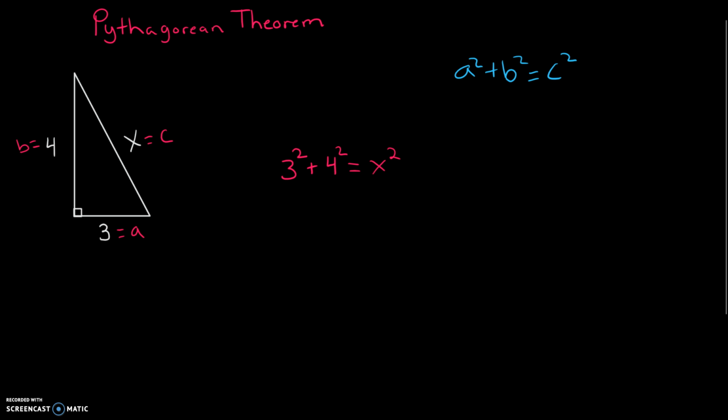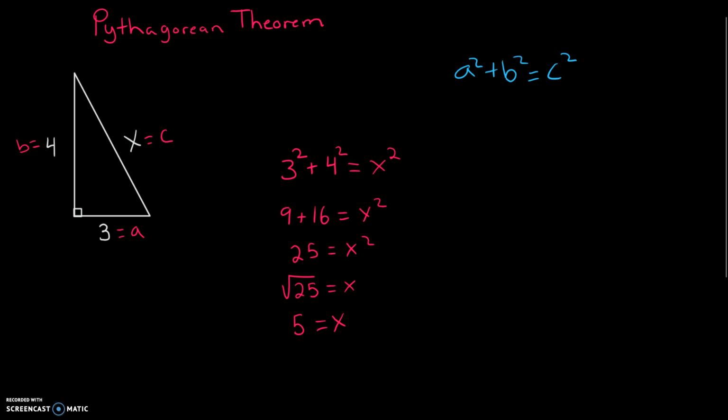So then we'll begin to solve this. This is 9 plus 16 equals x squared. 25 equals x squared. Just take the square root of both sides so you get the square root of 25 equals x. So 5 equals x. And so that is your answer. This is also one of the special right triangles.